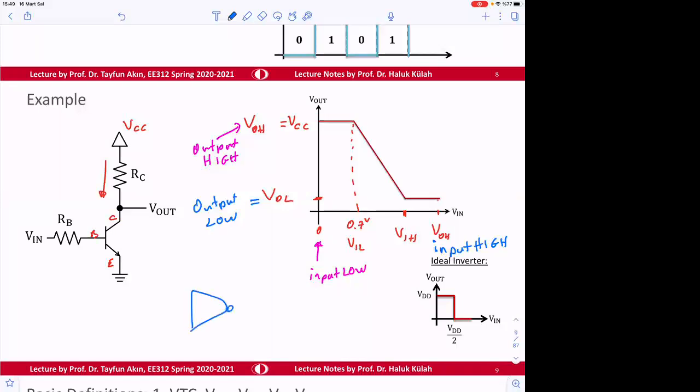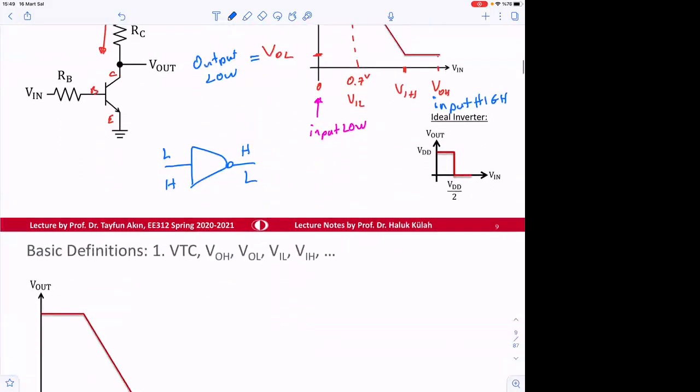So when we have low input, output will be high. Okay. And then when we have high input, output is going to be low. So that's going to be logic.